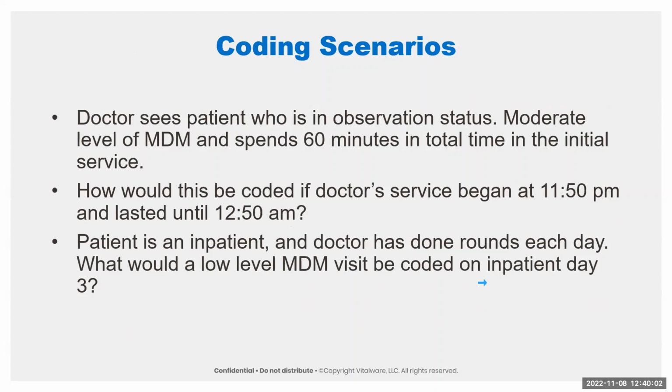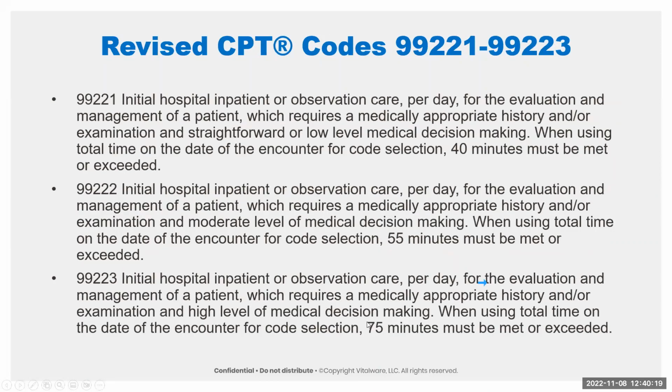So we have a doctor who sees a patient who's in observation status. It's moderate level of medical decision-making and the doctor spends 60 minutes in total time in the initial service. What CPT code would you use for that one? For moderate level, that's the 99222, and 55 minutes is exceeded, but we're not up to the 75 minutes yet. So we'll take the 99222.